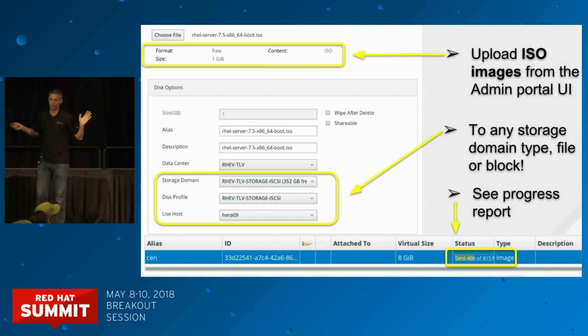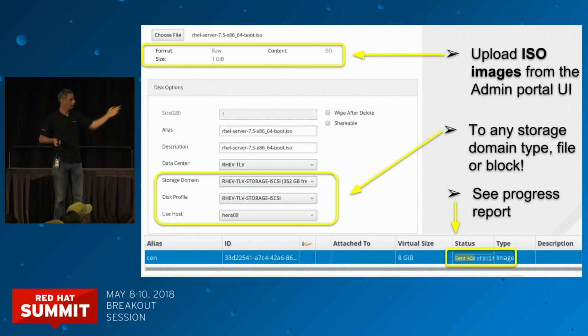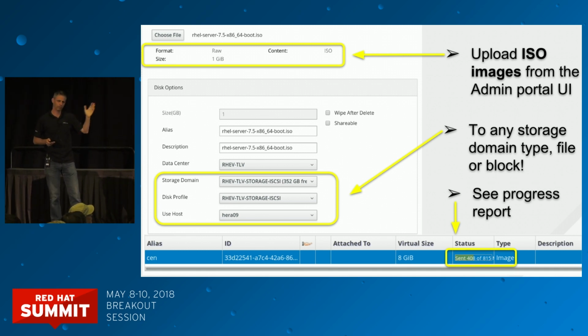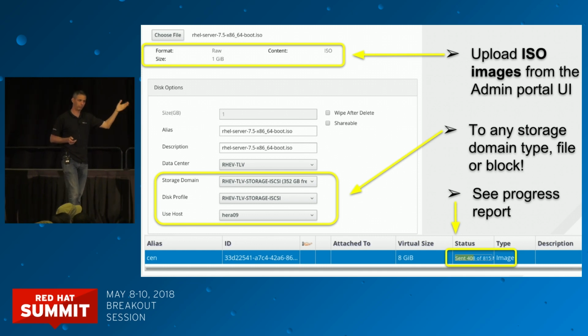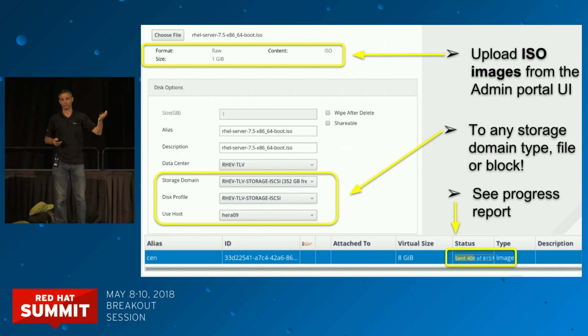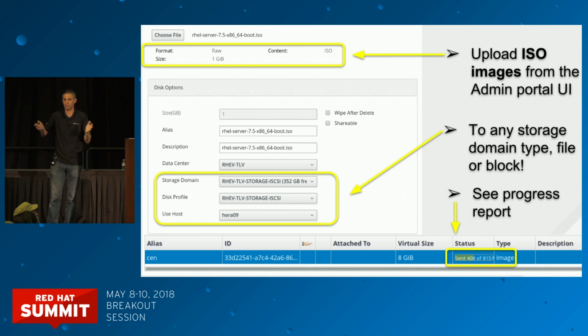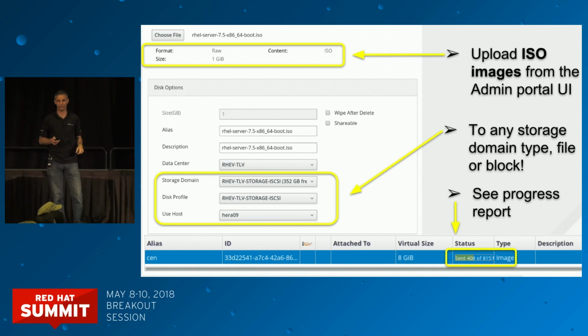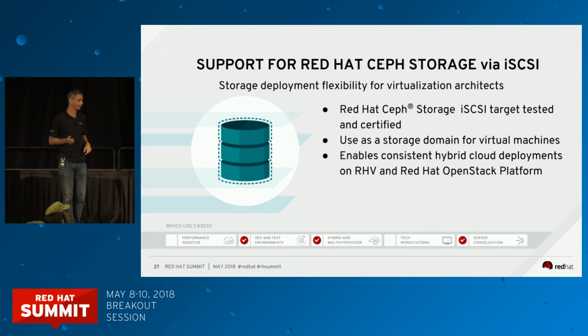I don't need any NFS ISO domain, specific ISO domain. And you can see at the bottom, for example, there's a progress report. You can cancel it. And of course, using ISO from a high-performance block storage domain is even faster than using it from any NFS that someone just set up because they needed an ISO. So I think that's a very nice addition that many people will be happy with.